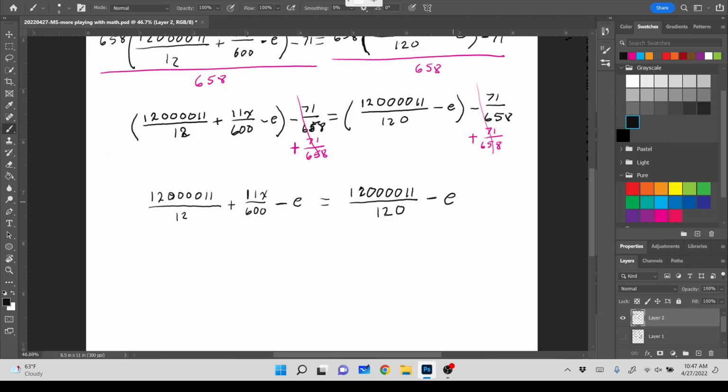No, because there's nothing outside the parentheses anymore, so we don't need them anymore.